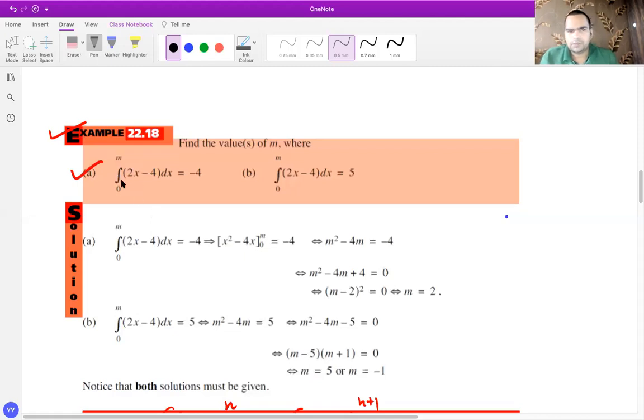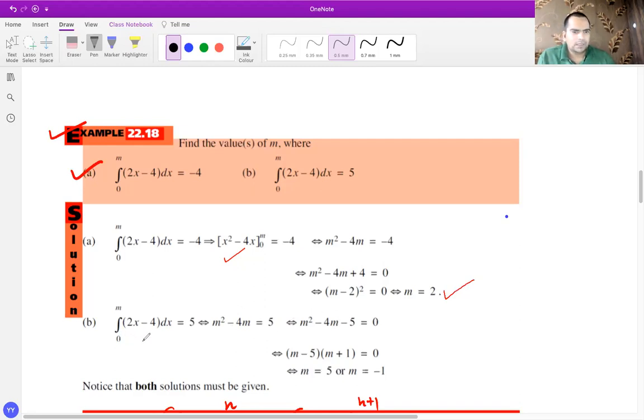In some cases, what will happen is that you're not given the limit of the integral, and you're just given the value of it. In this case, you're definitely going to integrate it. The first step is to do the normal integration, then put the limits after that. So put them in terms of m and 0. Anyway, if you plug in 0, you'll get the same answer. So it'll be m squared minus 4m equals negative m, and then you solve for it.